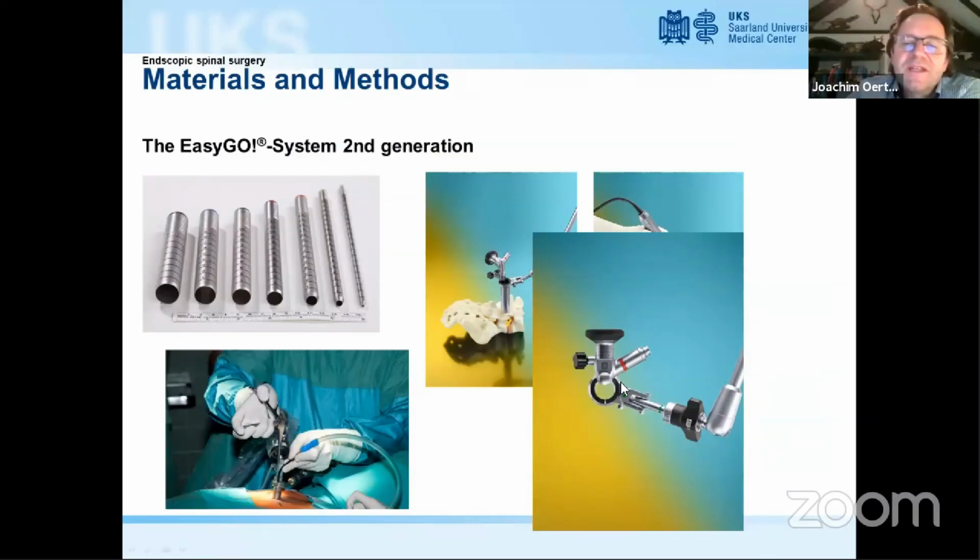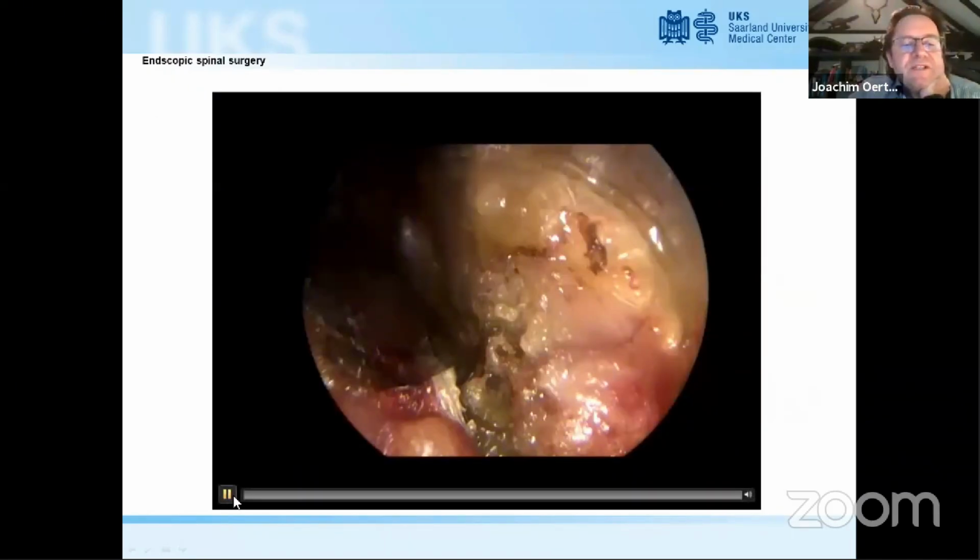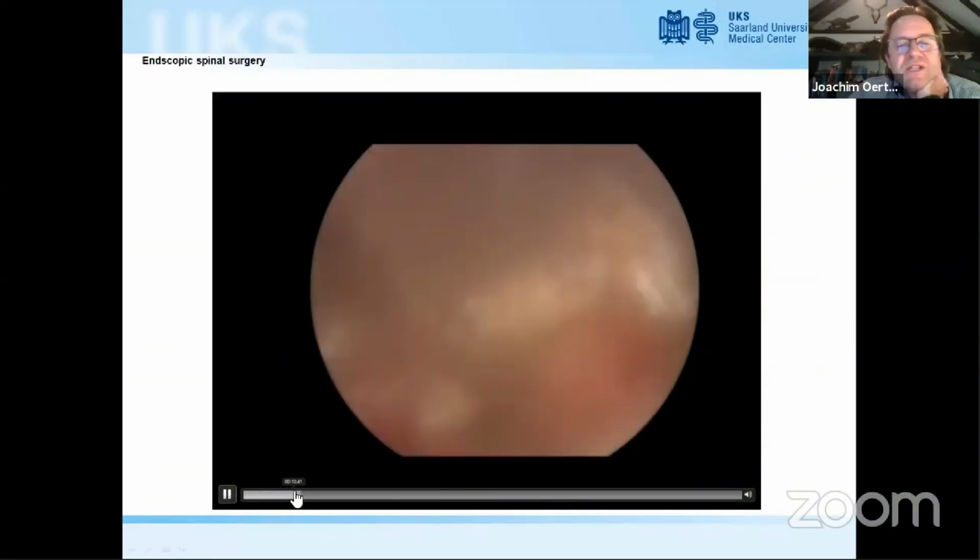And because you don't need the corridor for the microscope, you can reduce the diameter of the end of the work tube significantly when you use the endoscope. Here is a typical example: you see a sequestered disc prolapse, L4-5, caudally migrated, and this is what a typical situation looks like.